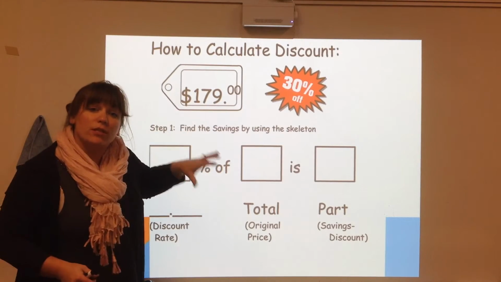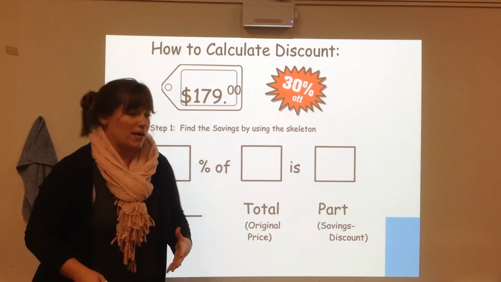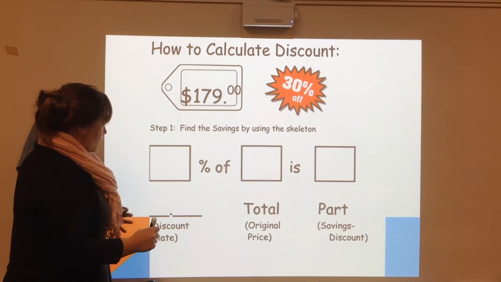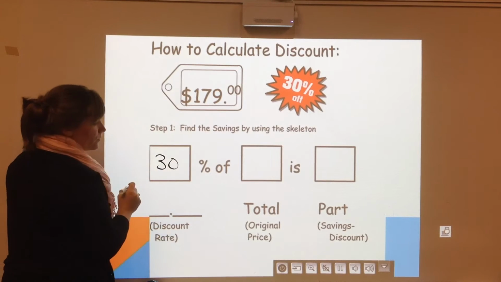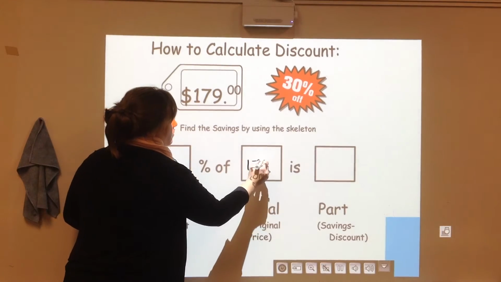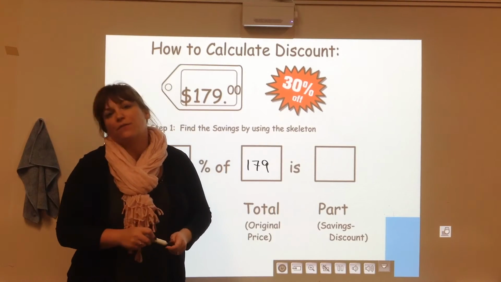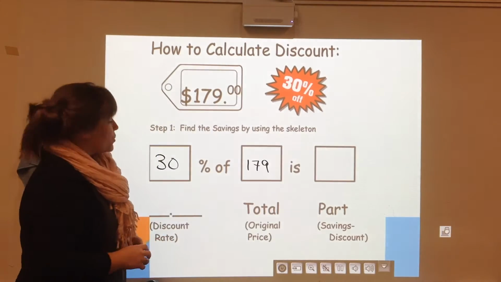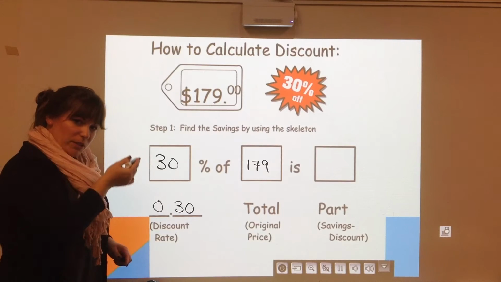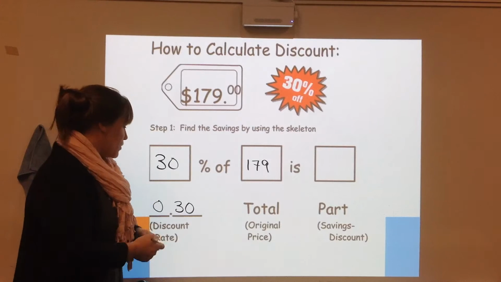So step 1 when you're dealing with discount is to find the savings, the part that you're going to not have to pay by plugging in the numbers to the skeleton. So what we're going to do is plug in the percent, and the original price is the total. So that is going to be the 179, and our job is to find how much are we going to save because of that item being on sale. So we're going to change this to a decimal. Remember, move the decimal place over 2 places to the left. And so now we can find that part by multiplying.